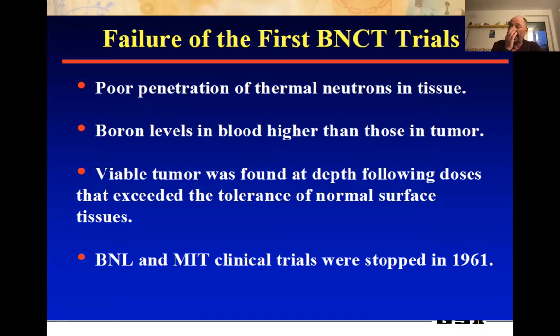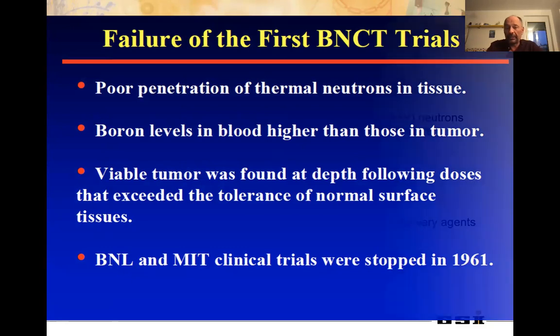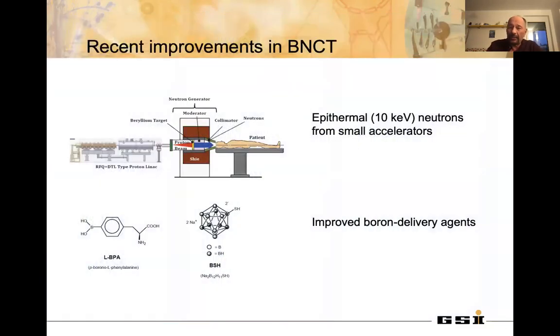BNCT was introduced in Japan already in the 50s, so it's an old technique in a way that has been, however, revived recently because of the use of epithermal neutrons that you can produce at small accelerators. The other problem is the thermal neutrons, you take them from the reactors, but epithermal neutrons at a sufficient flux, you can produce them at the accelerators, dedicated accelerators for BNCT. And also you have much better boron delivery agents now, like BPA and BSH, that can be quite specific for the tumor. So you can have a very high concentration of boron in the tumor.